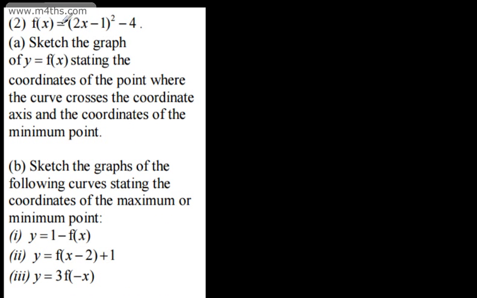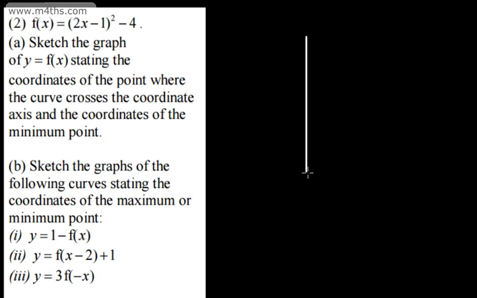In question 2, we're told f of x is the quantity 2x minus 1 all squared minus 4. So this is a quadratic equation. In part A, we're asked to sketch the graph of y equals f of x, stating the coordinates of the points where the curve crosses the coordinate axes, and the coordinates of the minimum point. So this is already now in completed square form. When we have a quadratic in completed square form, we can get now the vertex, or if you like, the minimum point. So let's go ahead and draw this up.